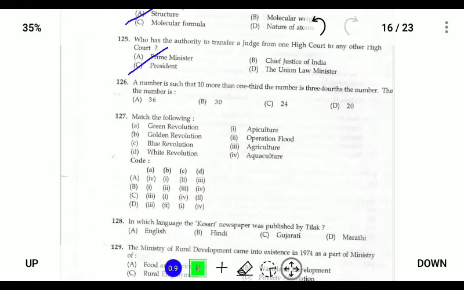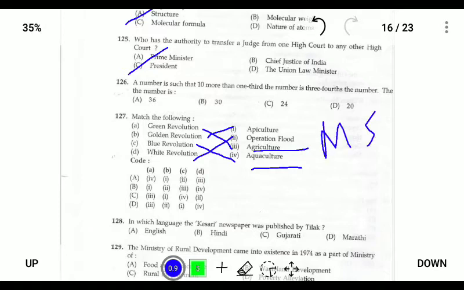Next, 127, Green Revolution. So Green Revolution is related to agriculture. Golden Revolution is related to apiculture. Blue Revolution is related to aquaculture, and White Revolution is related to Operation Flood. So the Green Revolution main founder is M.S. Swaminathan, who is known as the father of Indian Green Revolution, and White Revolution was started by Dr. Varghese Kurian, who was known as the father of the White Revolution in India. And so the option is C.